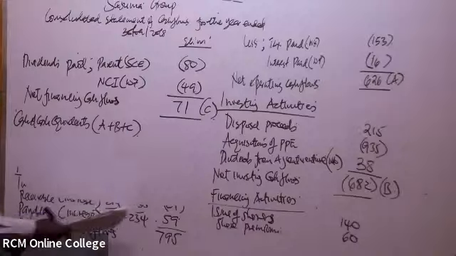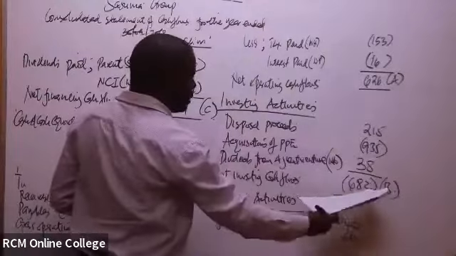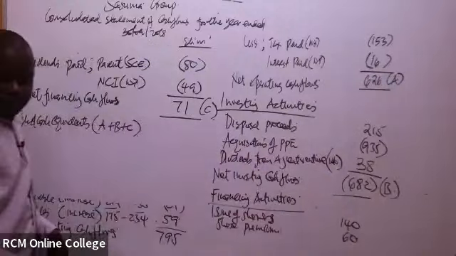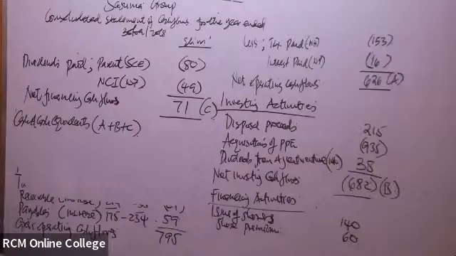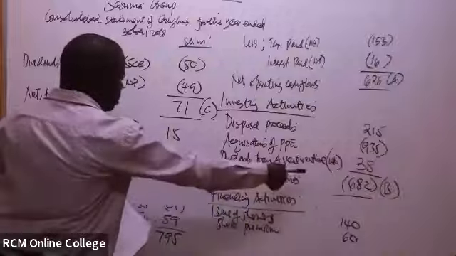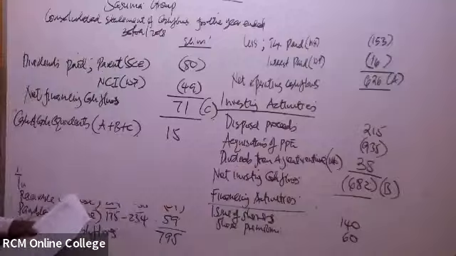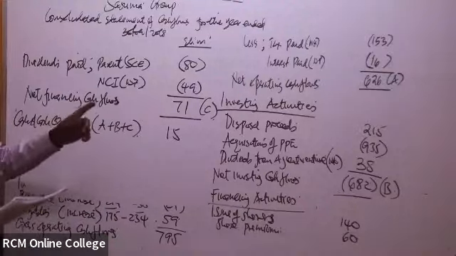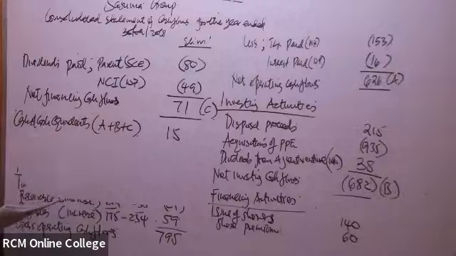When you take A plus B plus C, remember this one is negative. It is supposed to be 15. So don't add 626 plus 682. That one is negative. So you take 626 minus 682 plus 71. It should give you 15.